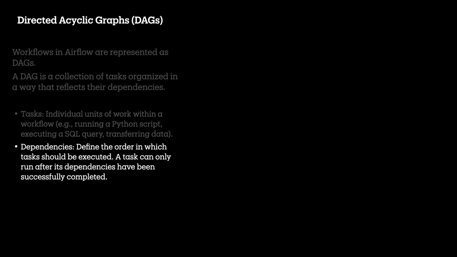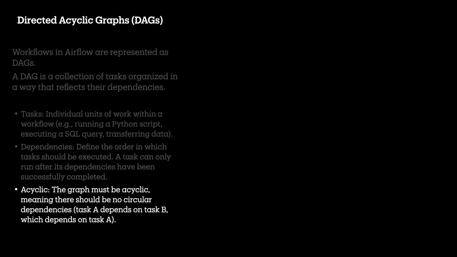And we have dependencies. So when we define tasks, we have to define the order in which the tasks should be executed. And a task can only run after its dependencies have successfully completed. And third is acyclic. The graph must be acyclic, meaning there should be no circular dependencies. Task A depends on task B, which depends on task A cannot happen.